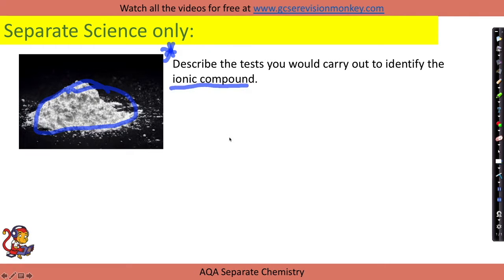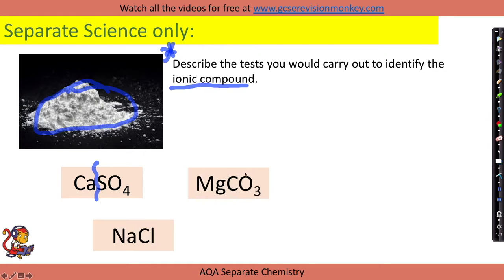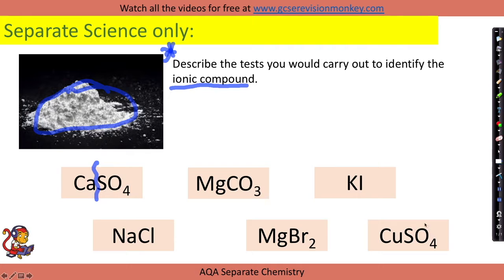Remembering back from paper 1, ionic compounds are metals and non-metals bonded together. So for example, you could have calcium sulfate. Calcium ions are the metal bonding with the sulfate ions. You could have sodium chloride, or magnesium carbonate, magnesium bromide, potassium iodide, or copper sulfate. So there's so many different ones that you could have, and these are just a few examples. With this compound, we have no idea, apart from the fact that it's white, we have no idea what it's made up of.